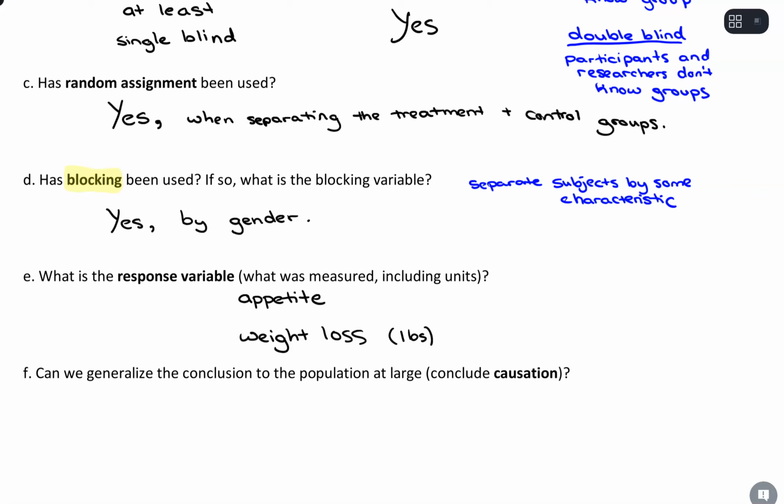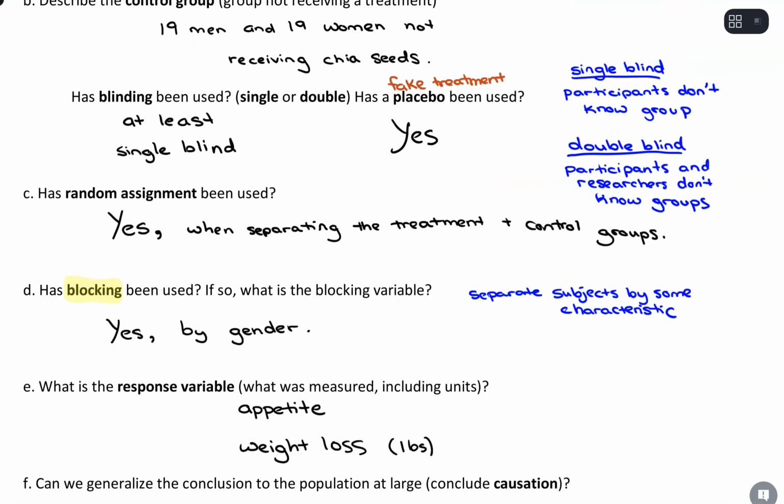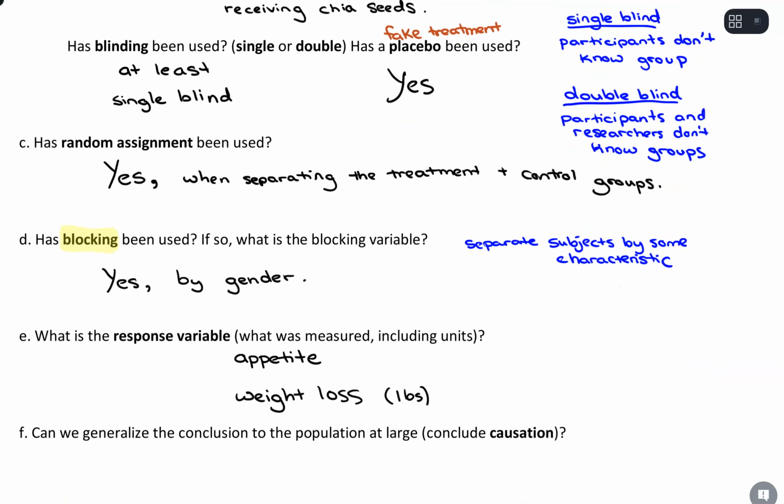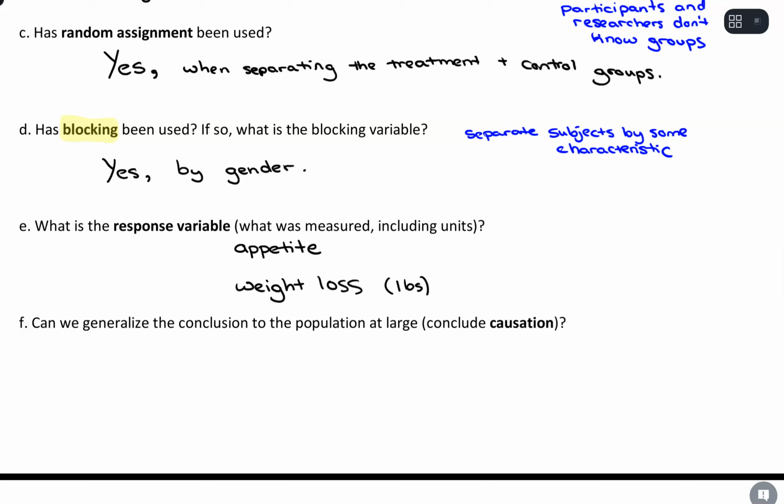All right, so before we get to F, just to summarize. We have treatment and control groups. Those treatment and control groups were assigned randomly. That's all fantastic. We assume we're working with at least single blind here. Double blind would be even better. And we're using a placebo with the control group. That's all great too. We happen to have blocking in there. And this is all to record information about appetite and weight loss.